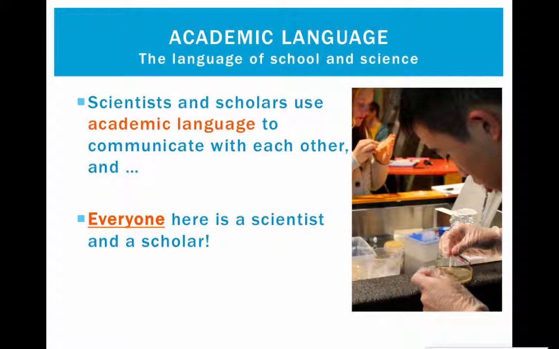Once we've talked about different languages and different registers, I introduce academic language within the context of our content. This example is from a 6th grade science class that I was co-teaching in. So in this example, I introduce academic language as the language that scholars and scientists use to communicate with each other. I emphasize that everyone in our class is a scientist and a scholar.